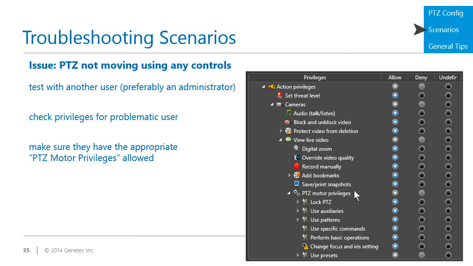Now take a look in the Inherited From column as well. So if this user is denied the privilege in a user group they belong to, it will override any allowed privilege that may be set for the user individually.